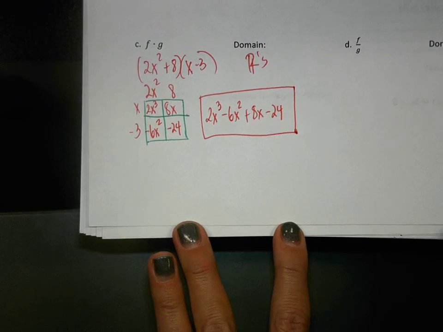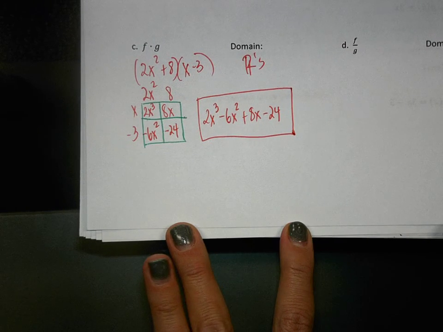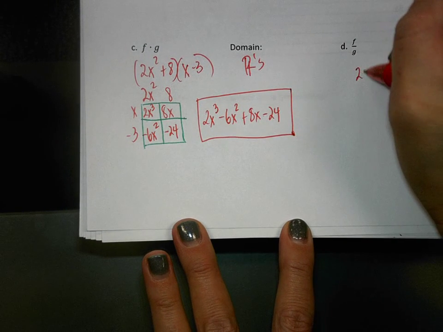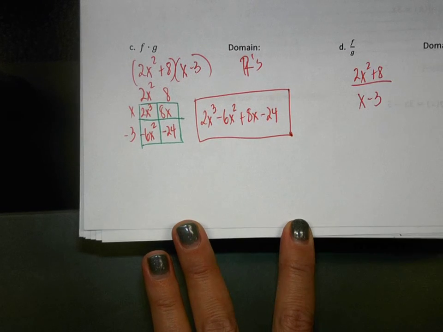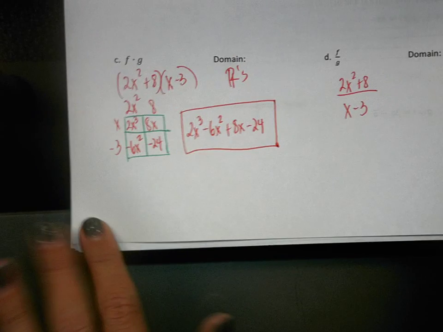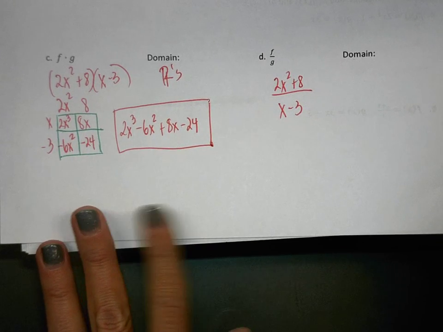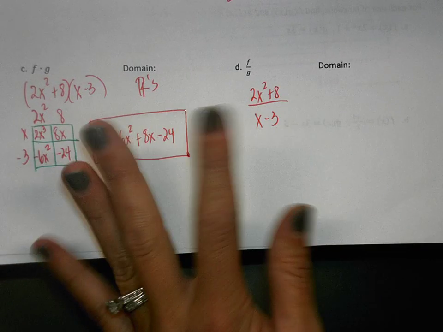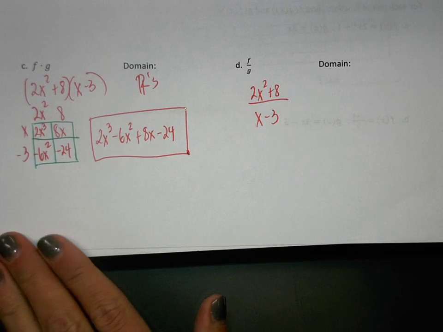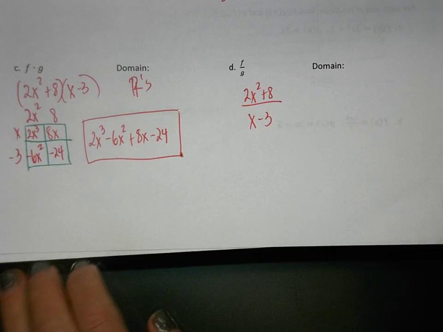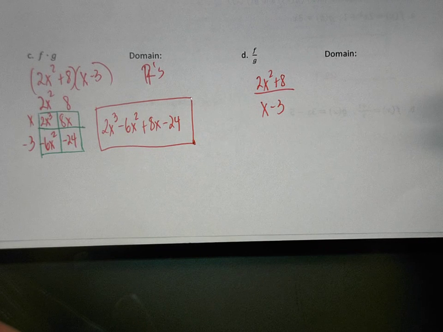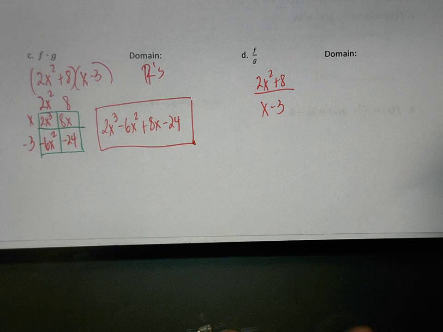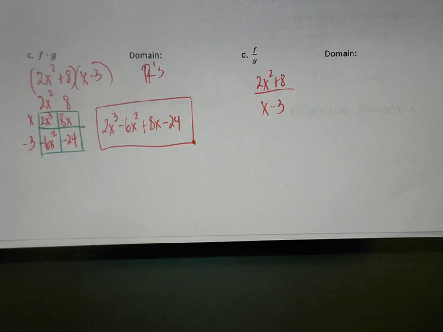Okay, so the last one, f divided by g, or f over g, we have 2x squared plus 8 over x minus 3. If you could simplify this, you would. If I could factor the top in a way that could end up reducing the denominator, I would. But in this case, is there anything really I could do? No, I could take out a 2, but it's not going to allow me to do anything, so you don't have to.